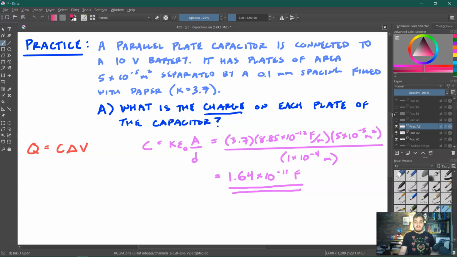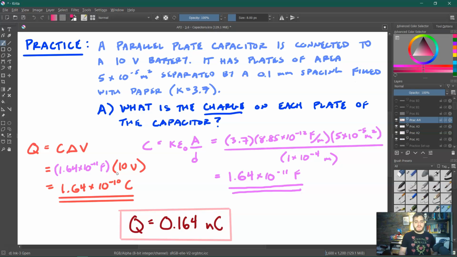So that's the capacitance. Now I'm going to just stick that into my other equation with 10 volts. Multiply them together. And we get 1.64 times 10 to the negative 10 coulombs. Or specifically, you don't have to do this, that's about 0.164 nanocoulombs on each plate of the capacitor.